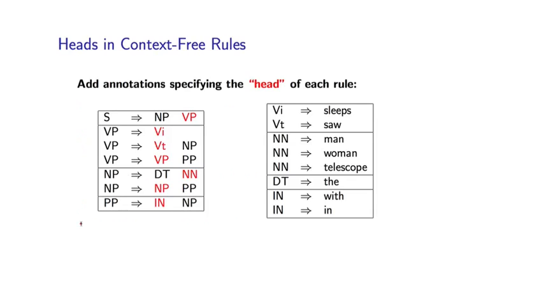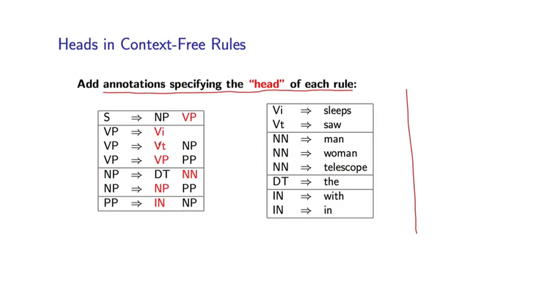Okay, so the first key idea in lexicalized PCFGs is to add annotations specifying what's called the head of each rule in a context-free grammar. So I've shown you a simple grammar here, and I'm going to assume that the rules fall into two types. We either have some part of speech rewriting as a word, or we have some non-terminal rewriting as a sequence of non-terminals, which could be non-terminals like a prepositional phrase or parts of speech like VI or VT.